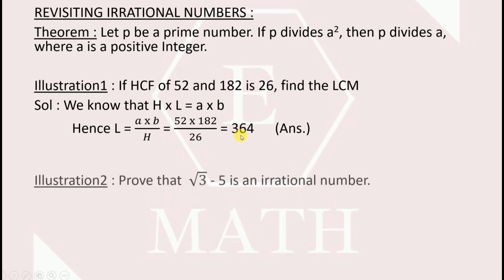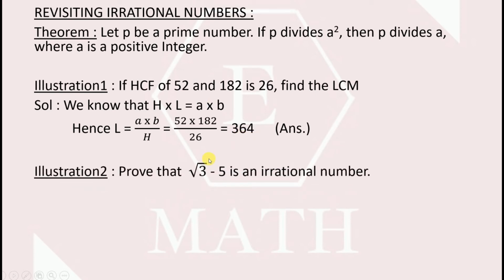Now let us look at one more illustration. Illustration 2 says: prove that root 3 minus 5 is an irrational number. How do you prove that? We can prove that this number is irrational by making use of the fact that root 3 is an irrational number. We know that root 3 is irrational, and a term combined with an irrational number will again be an irrational number. So we need to make use of that. Let's see how we do it.